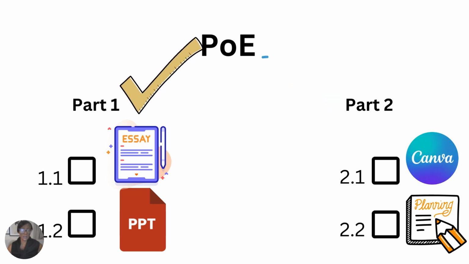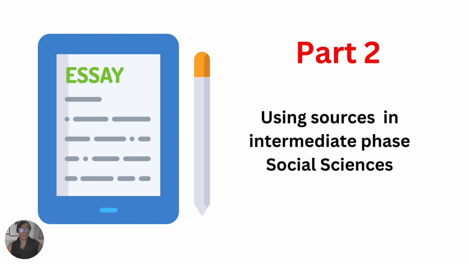So I repeat here, if you're unclear what you need to do, please revisit the previous link. So for this one, we're going to focus on part two. And for part two, we are using tools to create a mural. And we're also focusing on parts of the lesson plan. So part two's main focus is to use sources in intermediate phase social sciences. And this one is for about 50 marks, so you have to pay careful attention.